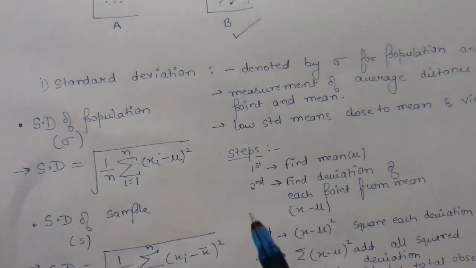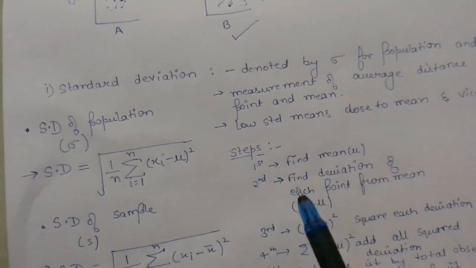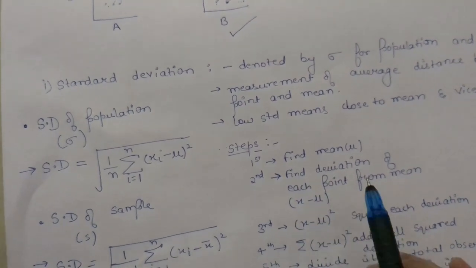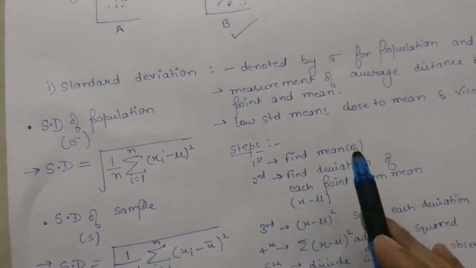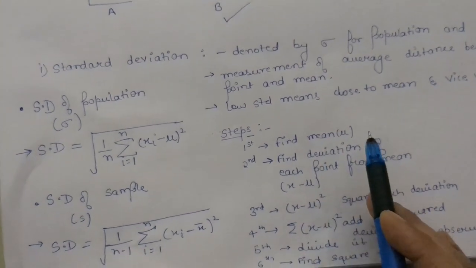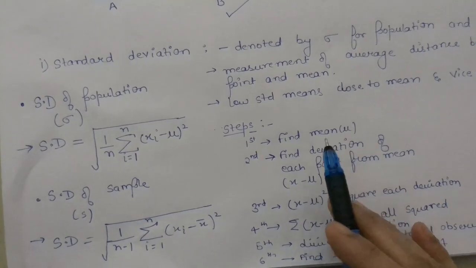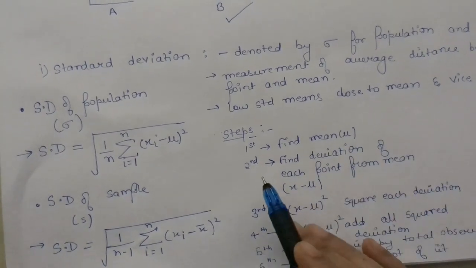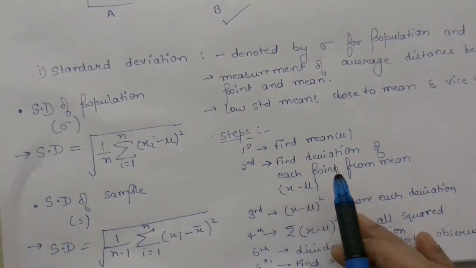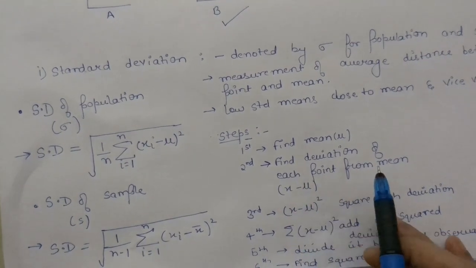Now come to the steps of how to find the standard deviation for a given data set. The first step is to find the mean. We have to find the mean first, the second step is to find the deviation of each point from the mean.